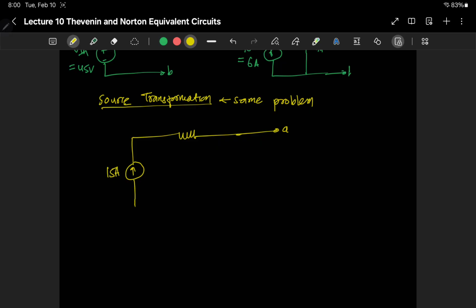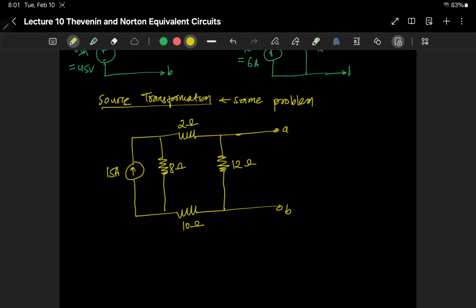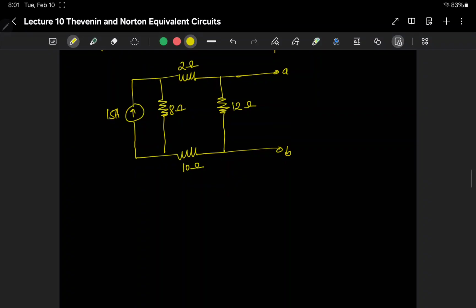this is 15 ampere, this is B, this is 8 ohm, this is 2 ohm, this is 10 ohm, and we had one more resistor here which was 12 ohm, right? So what we can do is we can convert this part of the circuit, which is practical current source, in this case Norton equivalent, to Thevenin equivalent or practical voltage source, right?